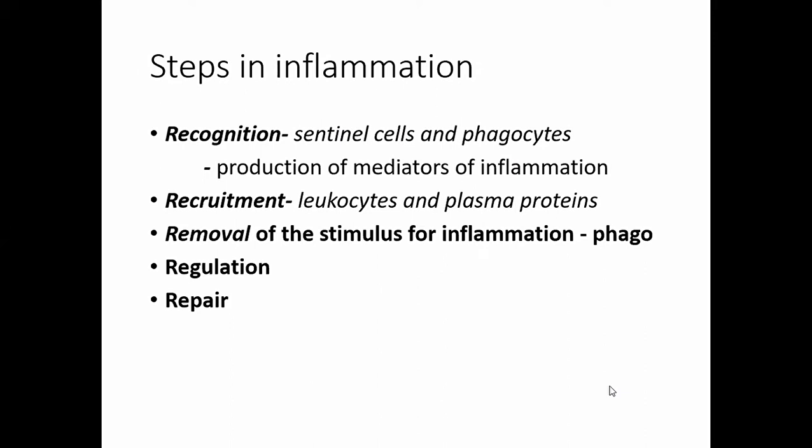And then the removal of the stimulus for inflammation. This is accomplished by the phagocytic cells, which ingest and then destroy the microbes and the dead cells. And then regulation, this is important for terminating the reaction when the purpose is accomplished. And then the last is repair, which consists of a series of events that heal the damaged tissues. In this process, the injured tissue is replaced through regeneration of surviving cells and filling of the residual defects with connective tissue, or scarring.